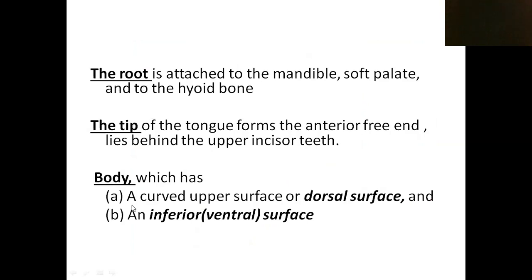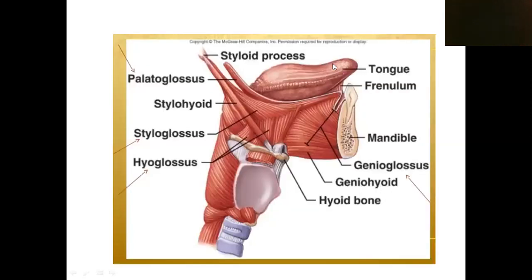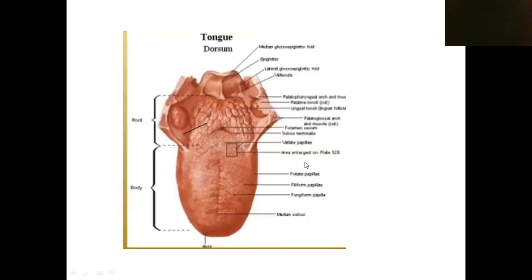Now the body. The body has two surfaces, one dorsal surface and one inferior or ventral surface. See this area, this is the dorsal surface or the superior surface. Then here, this one is the inferior surface. Now here we can see the dorsal surface properly.